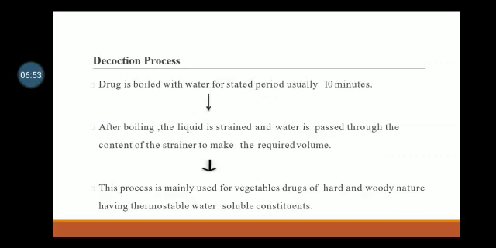Then the second extraction process, that is the decoction process. The drug is boiled with water for a stated period, usually 10 minutes. Then after boiling, the liquid is strained and water is passed through the contents of the strainer to make the required volume. This process is mainly used for vegetable drugs of hard and woody nature having thermostable water soluble constituents.